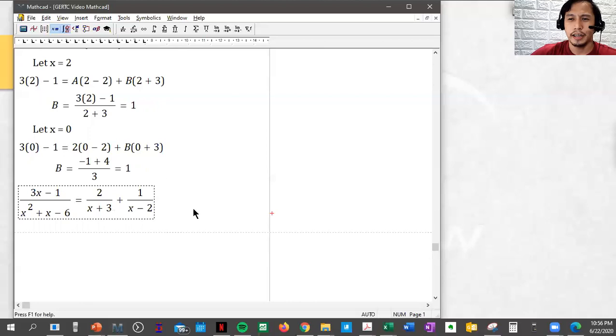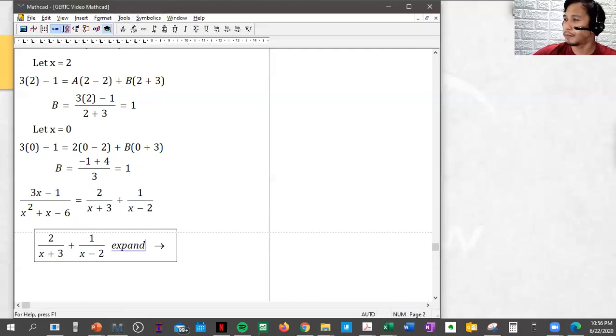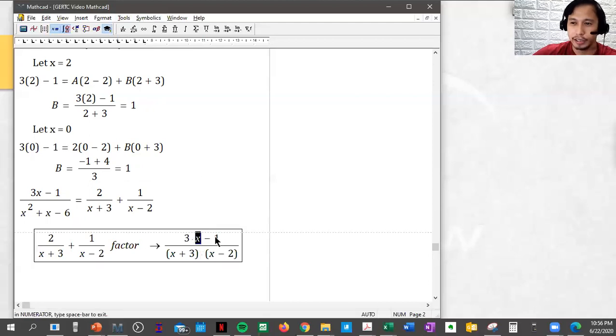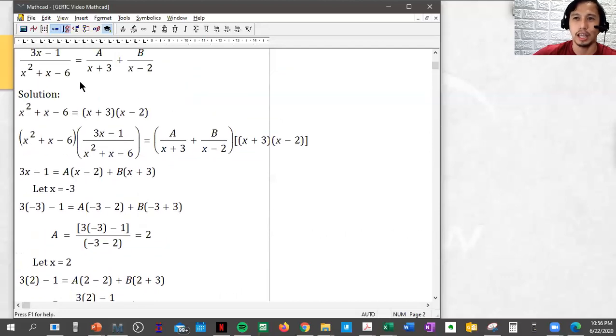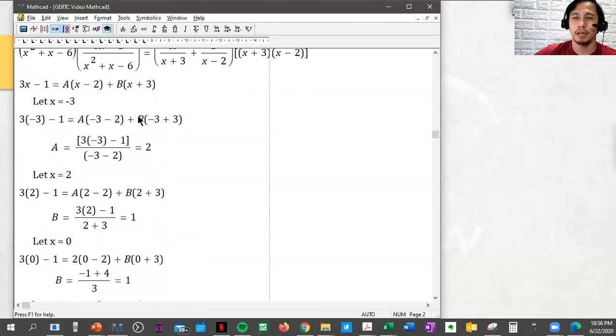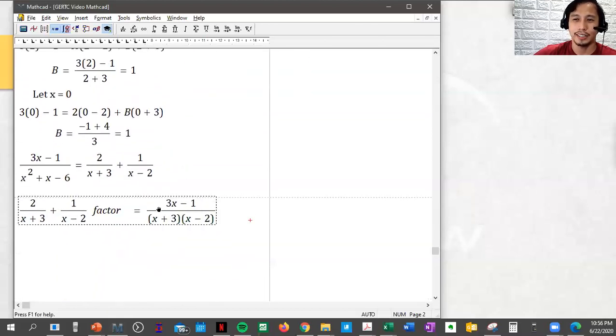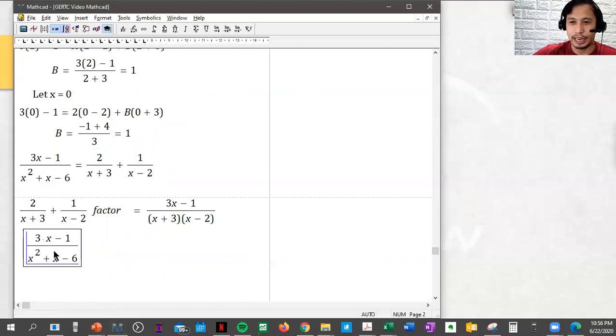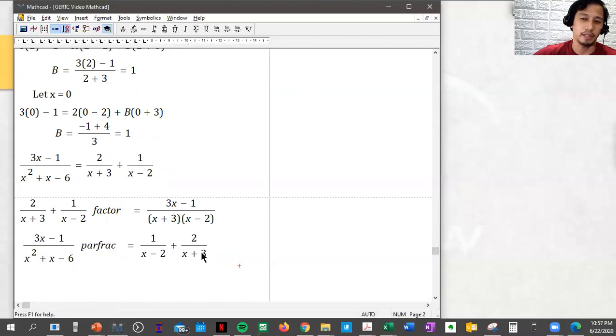Okay? Now, ibig sabihin nito, if we are to expand this, let me try. I'm gonna expand this. I think the MatCAD has... if I expand this, or factor, as you see, the numerator goes back to the original given fraction, 3x minus 1. If i-combine natin. And if the denominator is expanded, that should become x squared plus x minus 6. Or pwede rin, I'm gonna try using the partial fraction function nito. Gives the partial fraction.